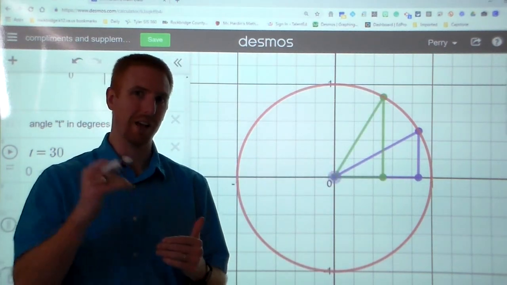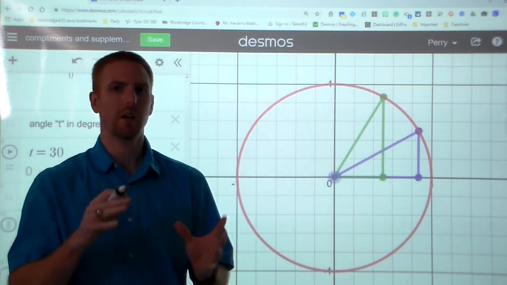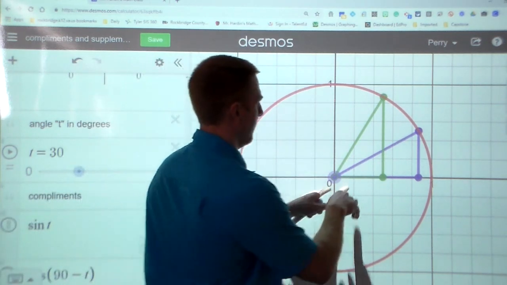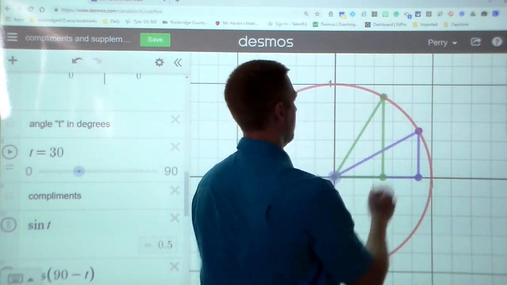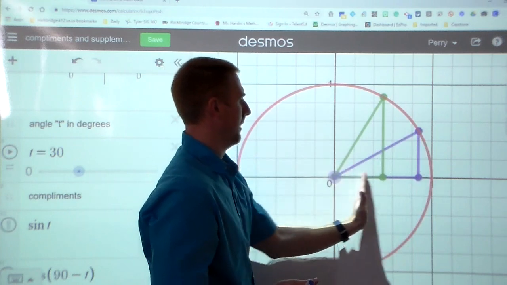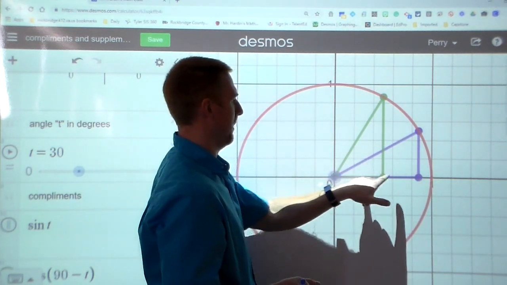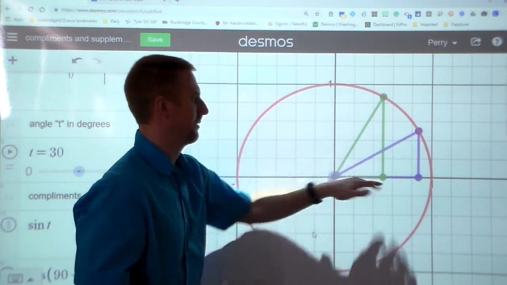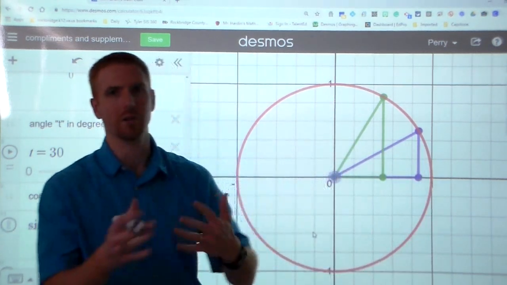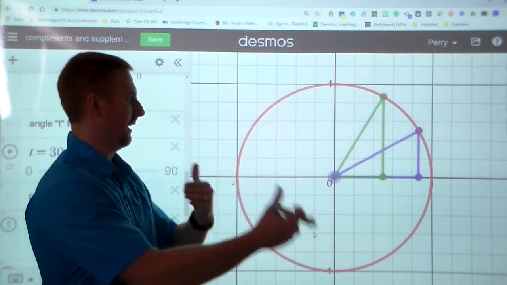There's a reason the sine of 30 is the same as cosine of 60, and cosine of 30 is the same as sine of 60. If you look at how it's arranged, it's the same triangle, just turned differently. So the sine is the y value, whereas cosine is the x. If you do the complement, you're just basically changing the x and the y, so sine becomes the cosine, and so on.